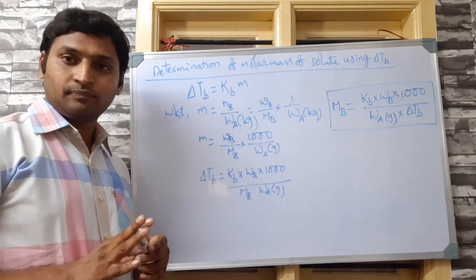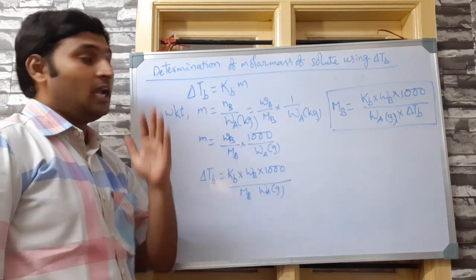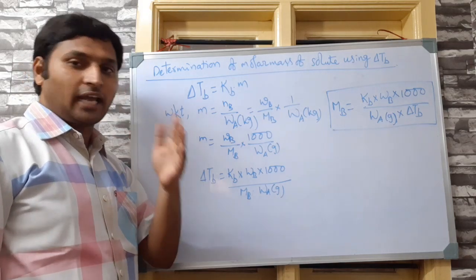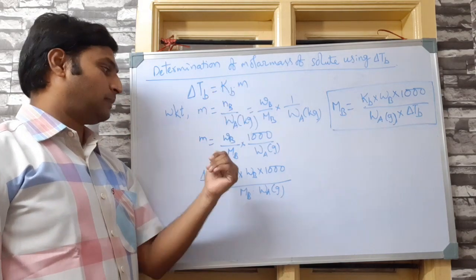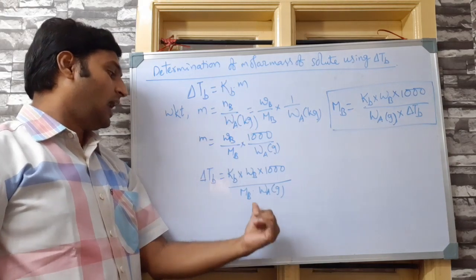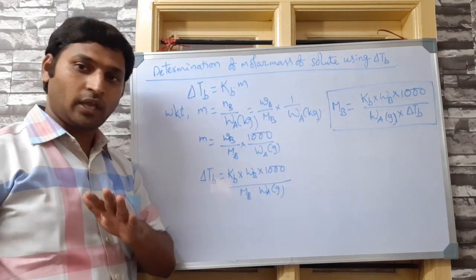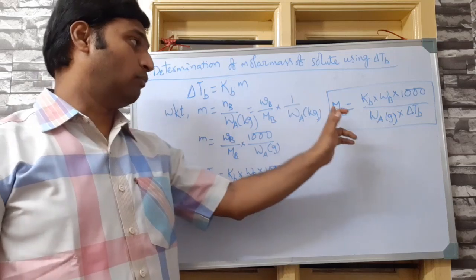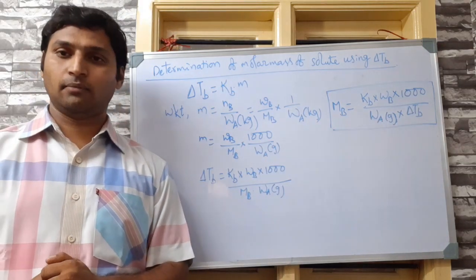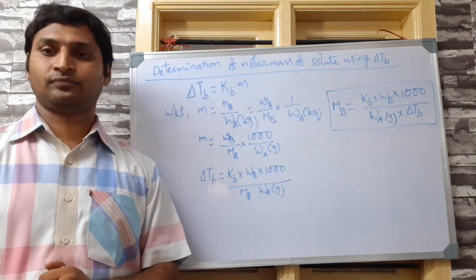Again I would suggest, don't try to memorize or learn by heart this formula. Try to remember delta Tb is equal to Kb into m. And already many a times, many problems you would have solved for expression of molality. Substitute molality expression and then arrive at the expression for Mb whenever you need it in the exams. Okay, this is relation between molar mass of solute and delta Tb, elevation in boiling point of solution containing non-volatile solid solute.